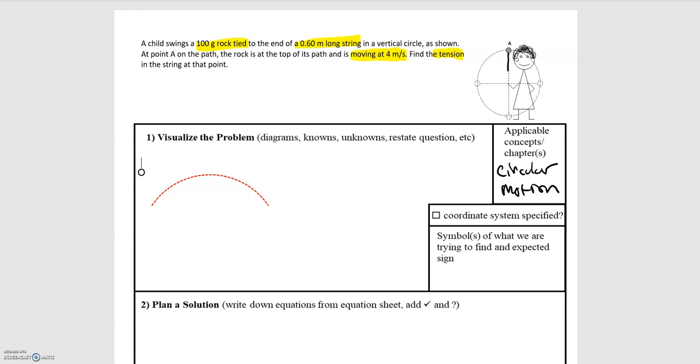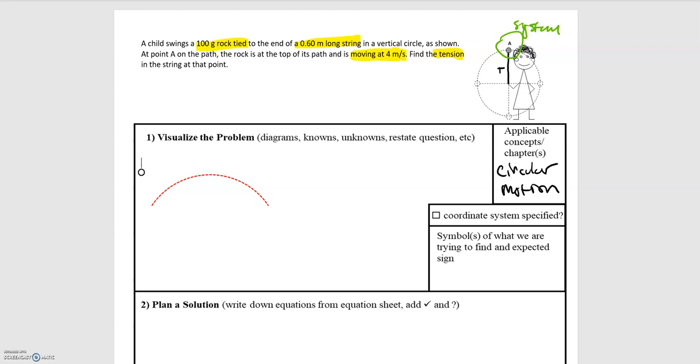So coming over here to the picture, we've got the string here. We're looking for the tension in that string, and then we've got the rock up at the top at point A. Since we're looking for the tension in the string, and the string is acting on the rock, the rock is our system in this case. Now that we've defined our system, we can come down here to the first problem-solving step, and let's start by drawing our coordinate system.